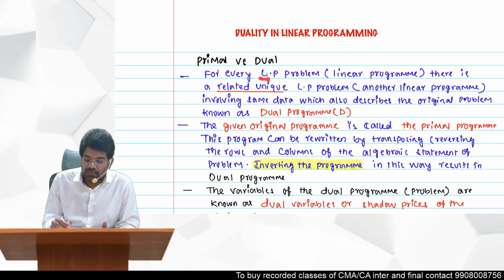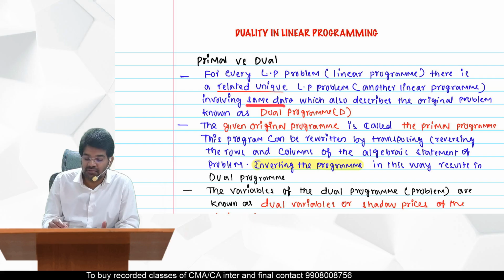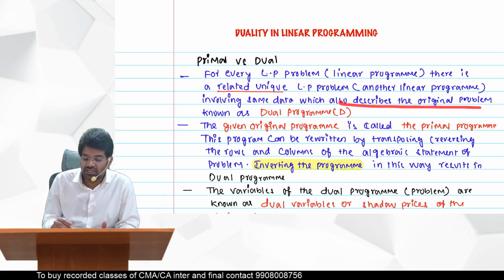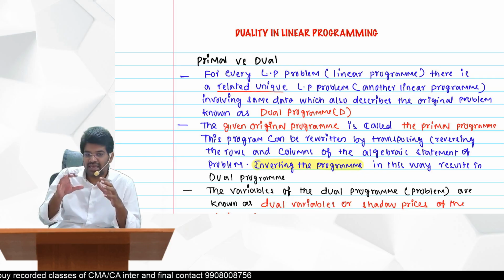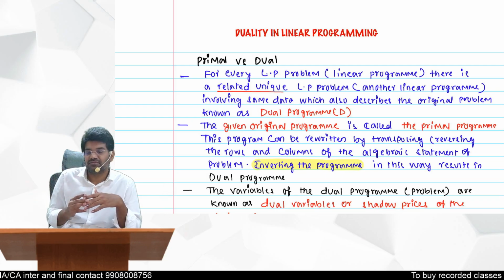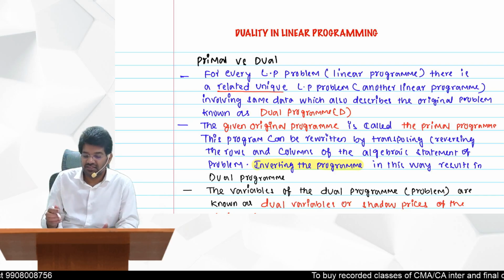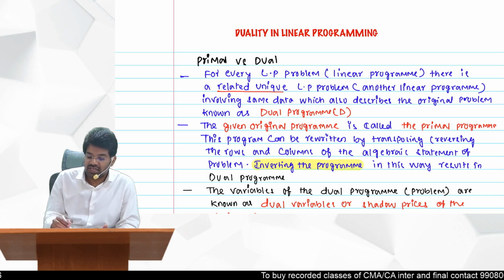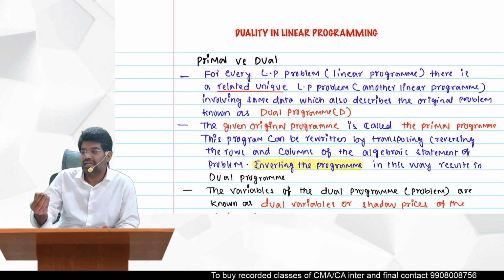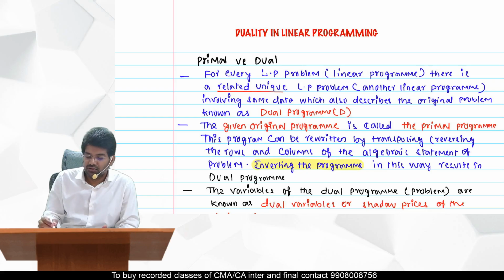For every LP problem, that is linear programming, there is a related unique LP problem, another linear program involving the same data, which also describes the original problem. So we are going to use the same data, but present it in another form. What is that other form known as? That other form is known as duality, the dual program. So same data, but you are forming the equations in a different manner. That is known as the dual.